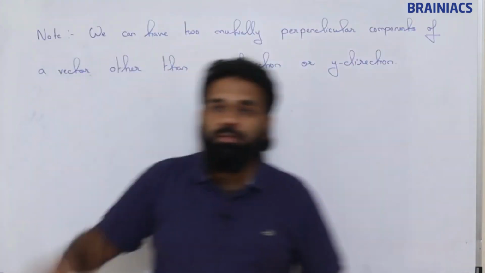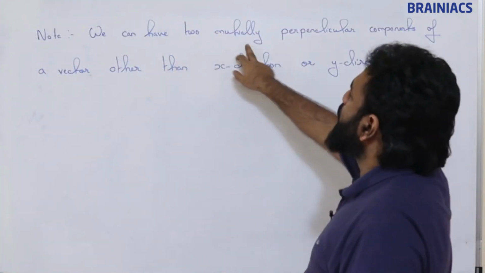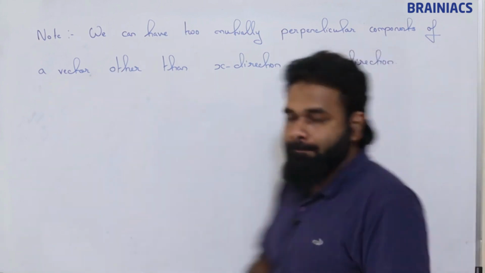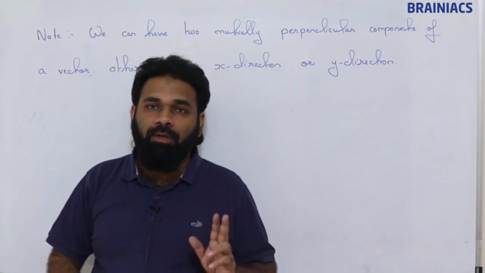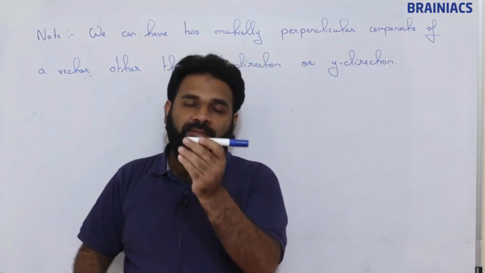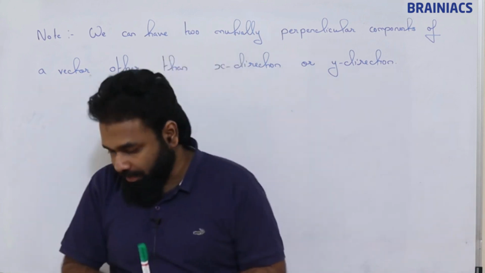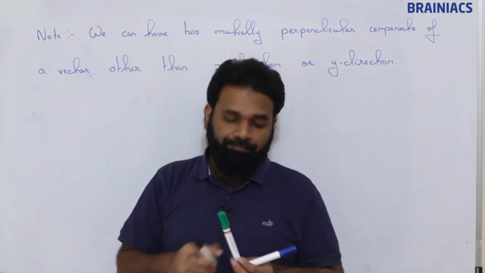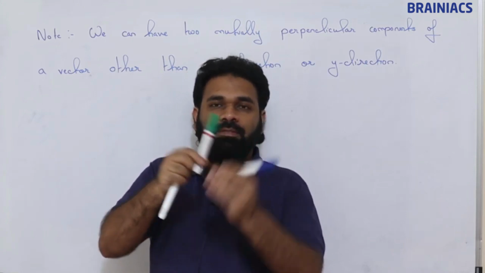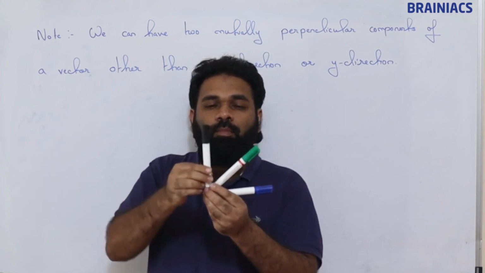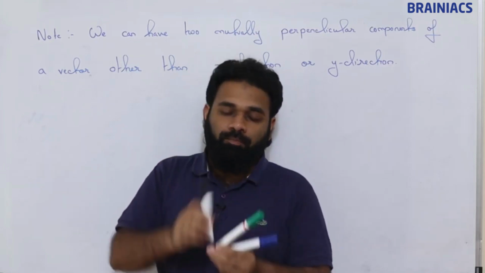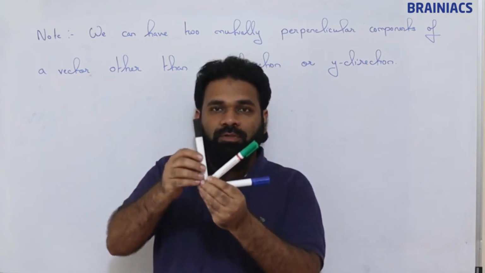That's it. Okay, students, just read this note, note down this one. We can have two mutually perpendicular components of a vector other than the x direction or y direction. So this could be the x direction, this could be the y direction. So suppose a vector is acting like this. Its x component is this one I found, and its y component also I found. If this is theta, this is going to be the cos component, this is going to be the sine component. If this is theta, this is going to be the x cos component, this is going to be the y component.